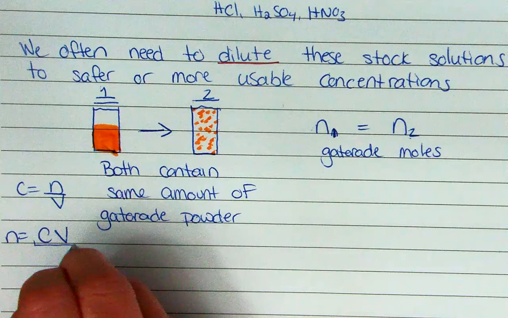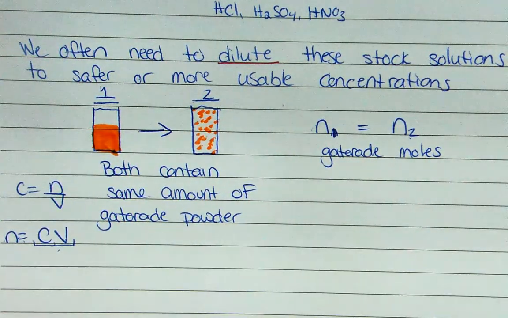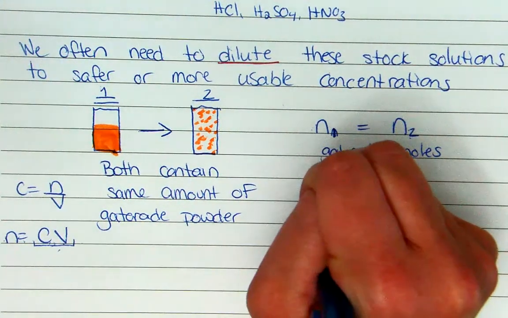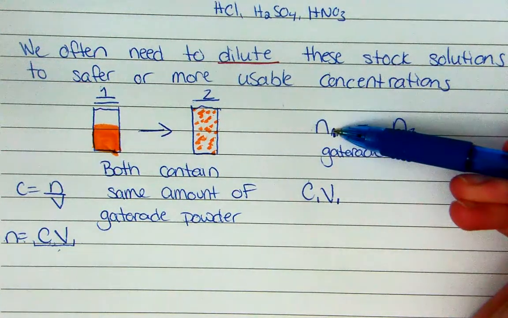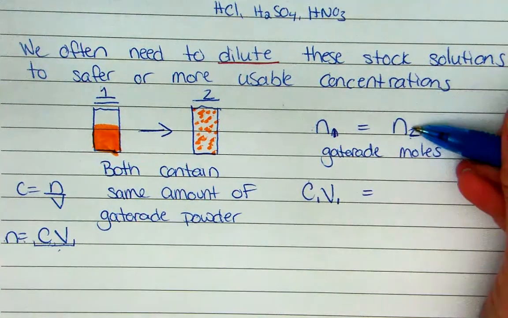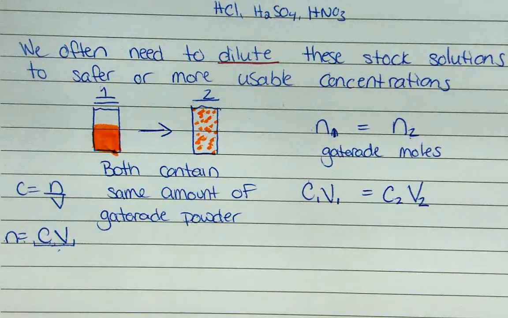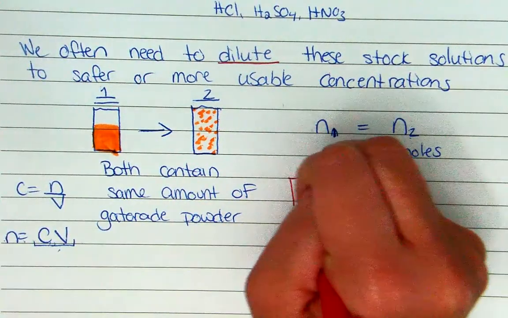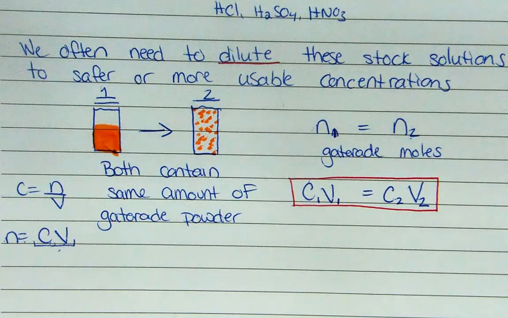Think back to substitution in grade 10 math. This equal sign means that yes, it's a calculation, but it also means I can replace it. So the number of moles is equal to the concentration times the volume. That means the concentration times the volume in my first glass of Gatorade would give me that number of moles. Well, that number of moles hasn't changed. So it would also be equal to the concentration times the volume in the second glass of Gatorade. And guess what, guys? That's our formula for the day. Boom. Done. C1V1 equals C2V2.